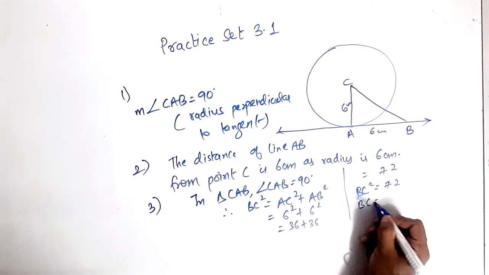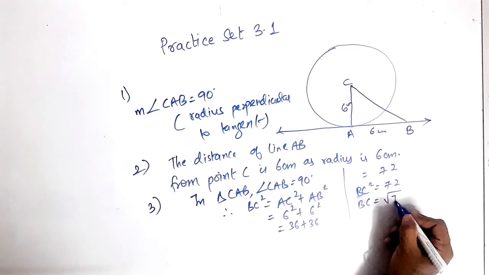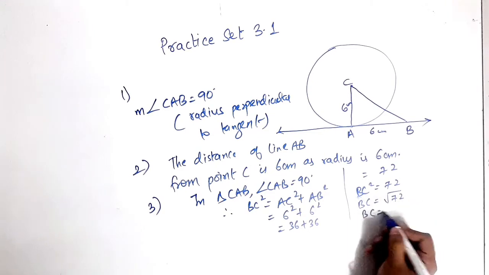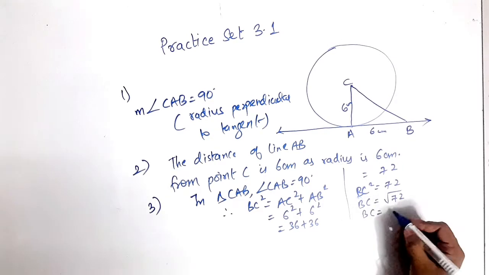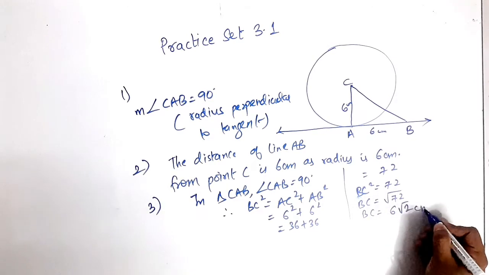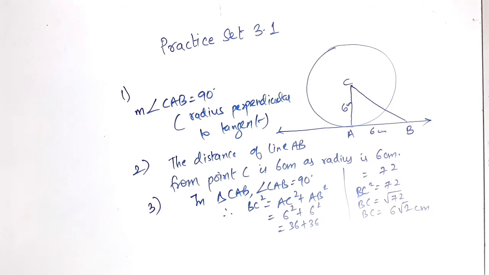So how much will be BC? Root 72. Now what is root 72? This I can write as 36 times 2, so 6 root 2 centimeter. Okay, root 72 is 6 root 2 centimeter. And the last one they have asked is what is the measure of angle ABC? They have also asked the reason. Very simple, we'll come to it.